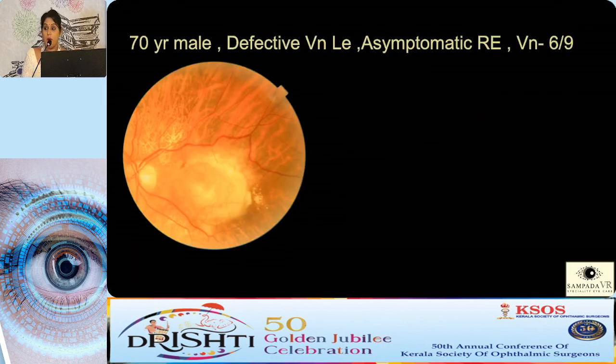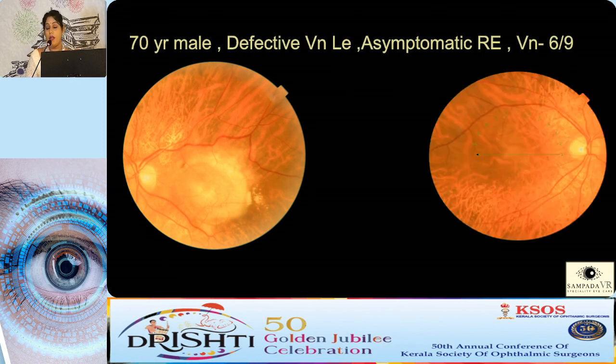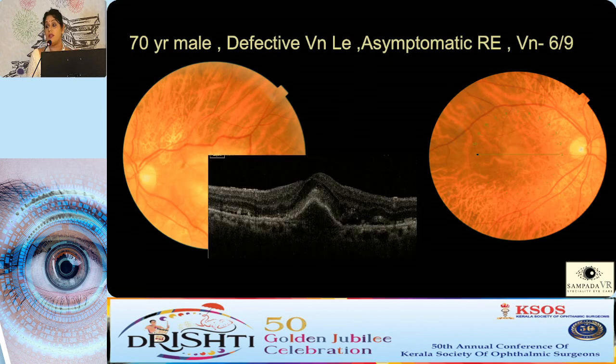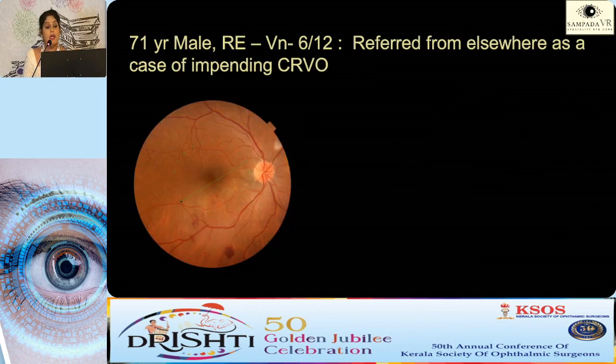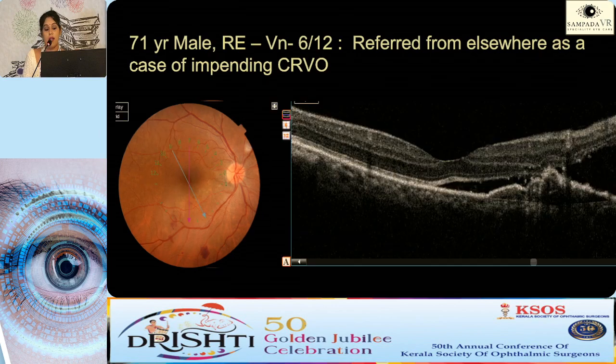Now, the importance of the other eye in such cases: you can see a very thin grayish membrane if you can visualize it. So you should never miss the other eye of such patients, because this is a PCV which is sitting in the good eye. Now, this has been referred from elsewhere as a case of impending CRVO, but in the inferior part, you can see a large subretinal fluid which is sitting over here, and this has ended up being PCV again.